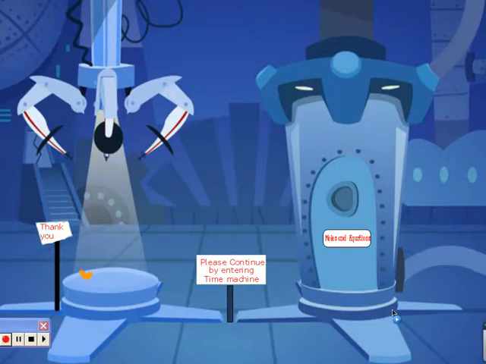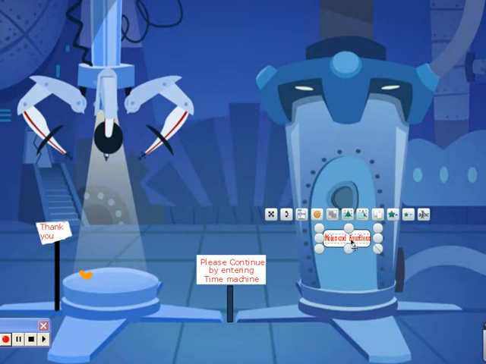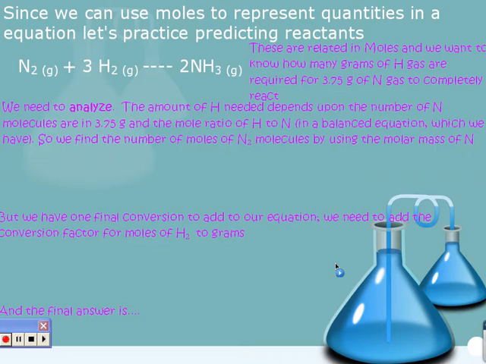Okay, so we've already gotten back here, but we have a new time machine that we need to go and look at, and that's the moles and equations. Since we can use moles to represent quantities in an equation, we need to remember that we have to be able to practice predicting these.